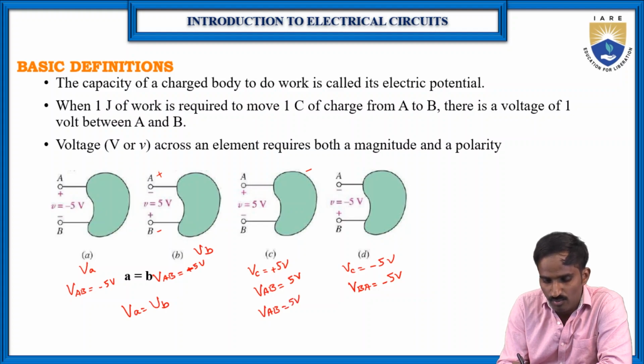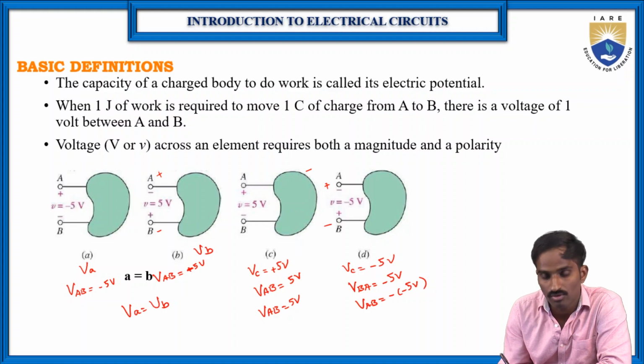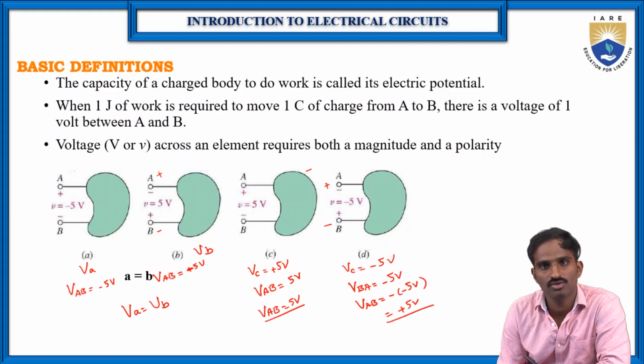Let us consider here this is again VAB is equal to 5 volts. If you want to change the polarities of A and B, then the sign of the magnitude is also changed. Here I am changing the polarities, so A is positive with respect to B. Then you have to change the sign also, so minus of minus 5 volts, which means VAB is equal to again 5 volts.